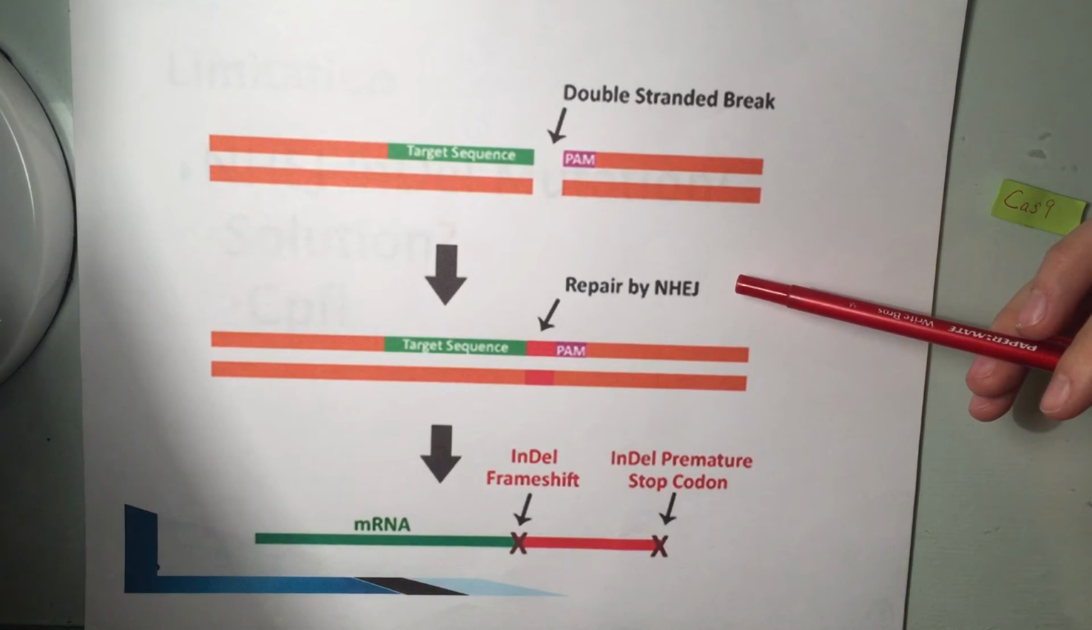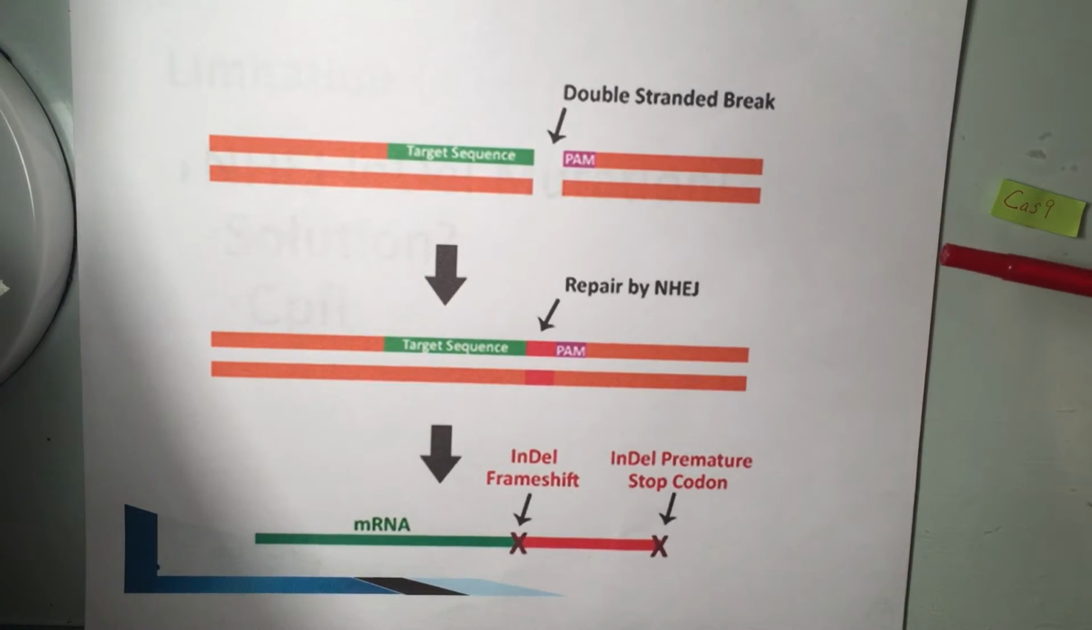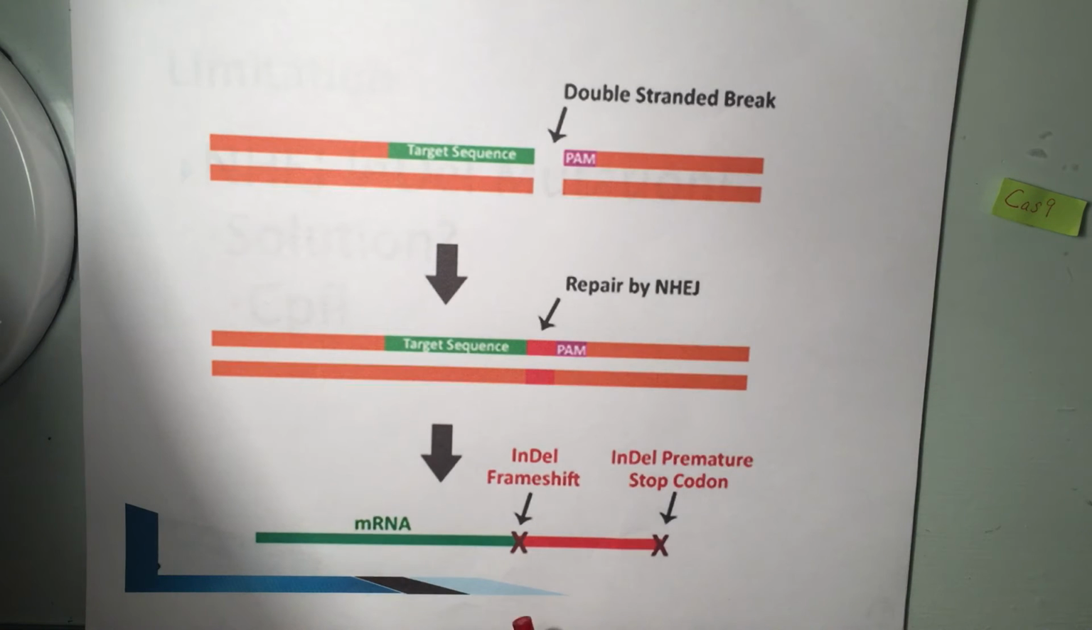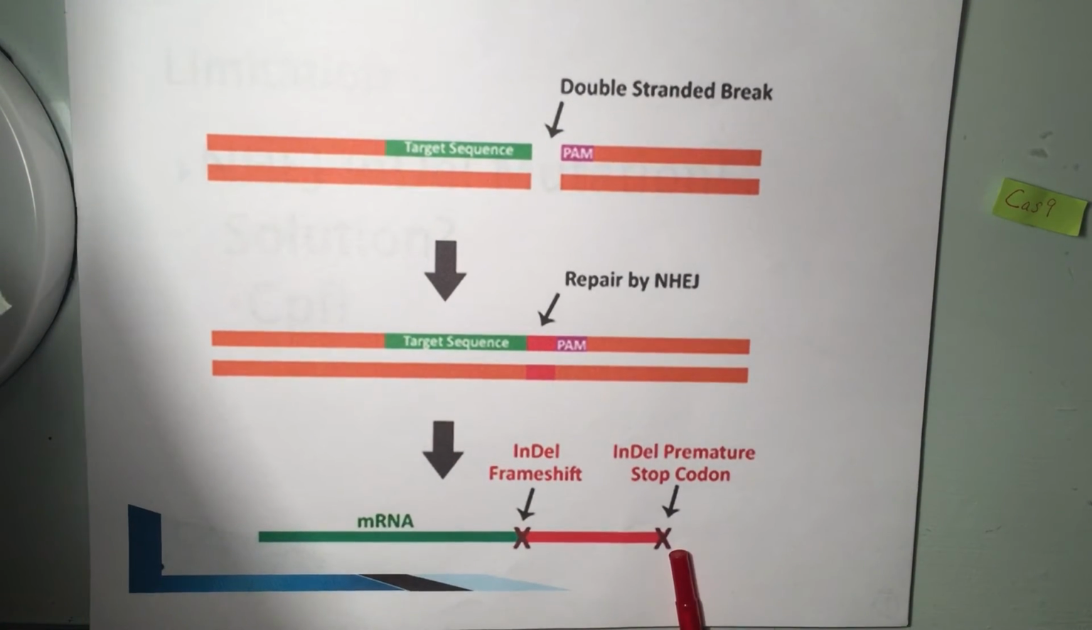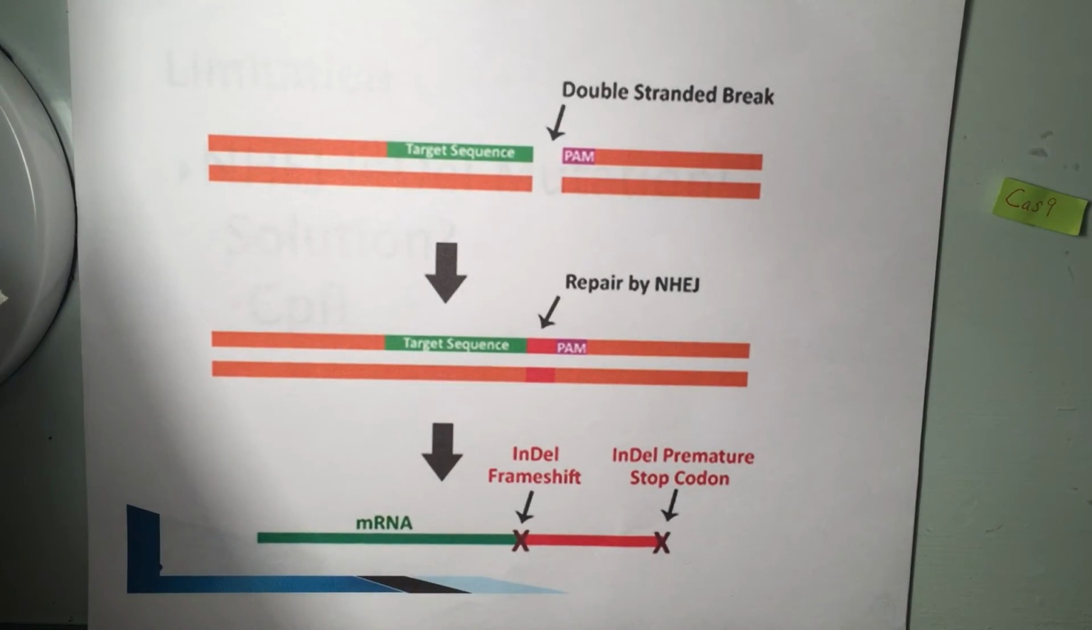As shown, the NHEJ is known to join the ends of the DSB and creates an indel, meaning an insertion or deletion mutation, by either disrupting the frame of the gene or by introducing a premature stop codon.